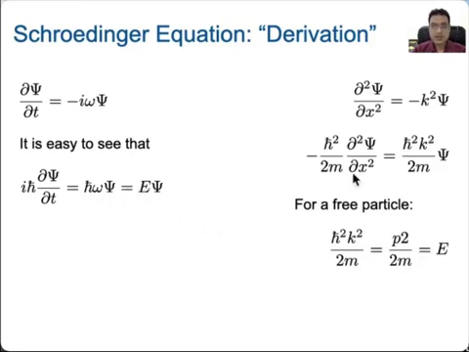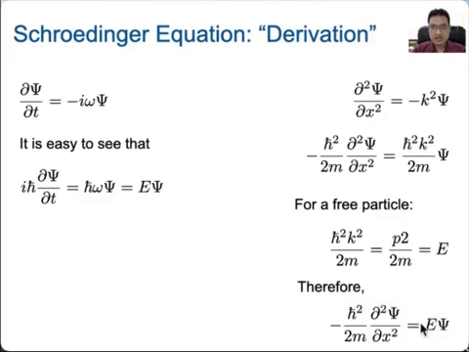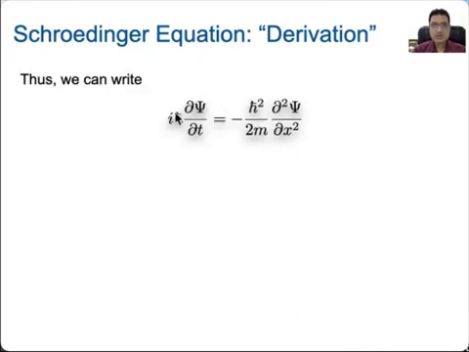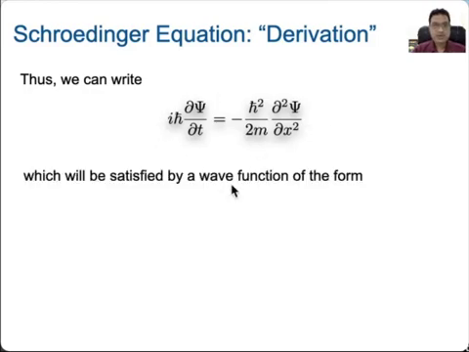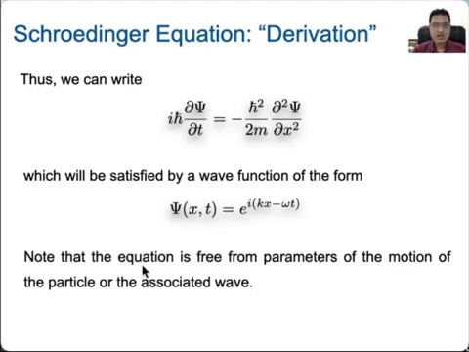So now we can equate both sides. This is my Eψ, this is my Eψ, so this must be equal to this one. So this is what we have written down: iħ ∂ψ/∂t is equal to minus ħ²/2m ∂²ψ/∂x², and this is what is known as the Schrödinger equation, which is satisfied by the wave function of this form. That's what we have seen. Note that the equation is free from parameters of the motion of the particle or the associated wave.